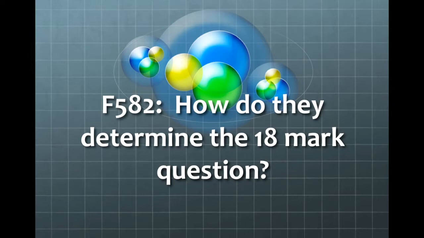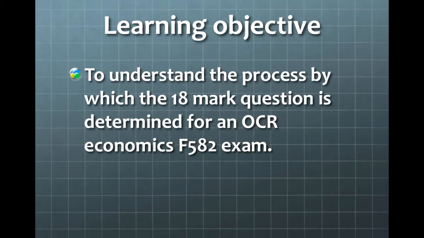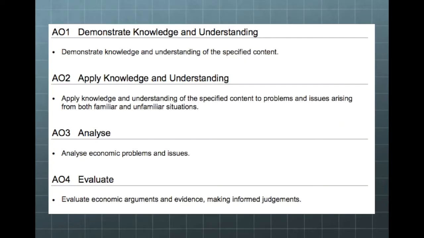In F582, we also want to consider how they come up with the 18-mark question. Where do they get the topic for it from? So today I want to go through and explain to you how they developed the idea. When you finish watching this video, I'll try to keep it brief, you'll understand the process by which the 18-mark question is determined for an OCR Economics F582 exam, which I believe is the last time you'll be able to submit that exam.